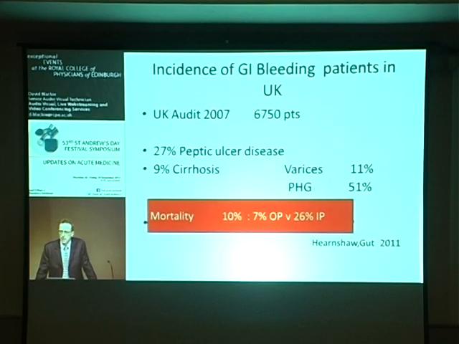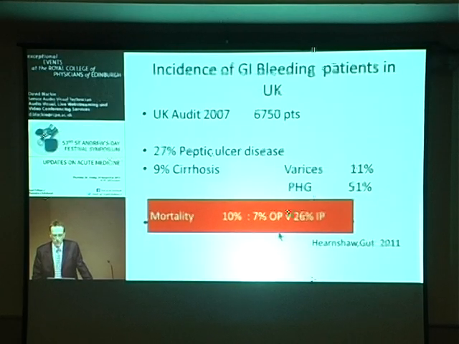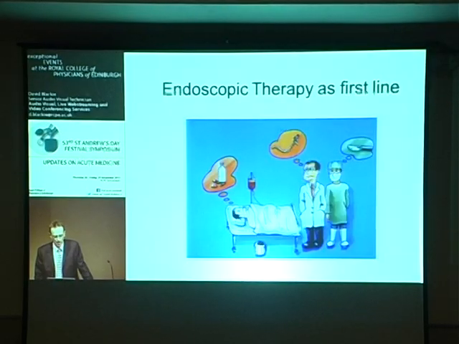The issue really for us as gastroenterologists is that, as this UK audit shows, the mortality over several decades has really been unaffected by our interventions. And what's more, if you have a GI bleed as an inpatient, as this slide shows, the mortality is still really very significant.